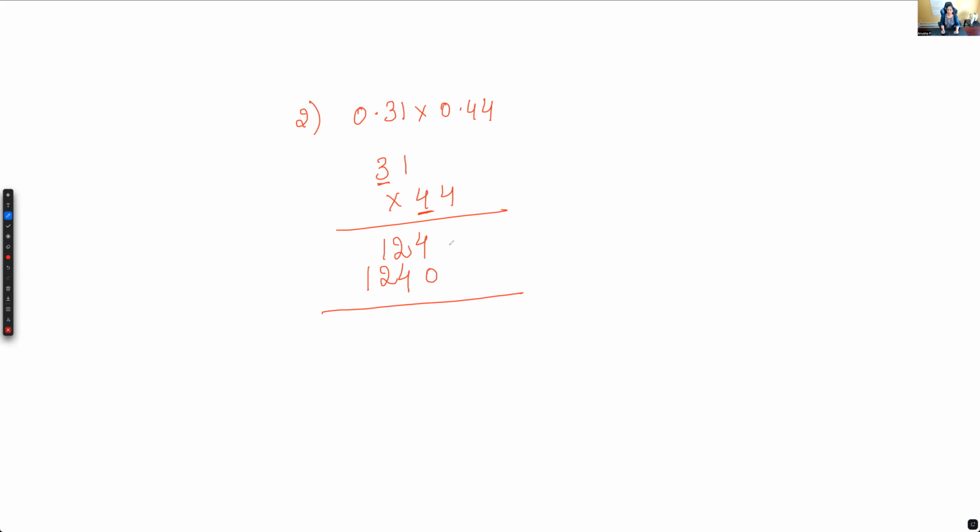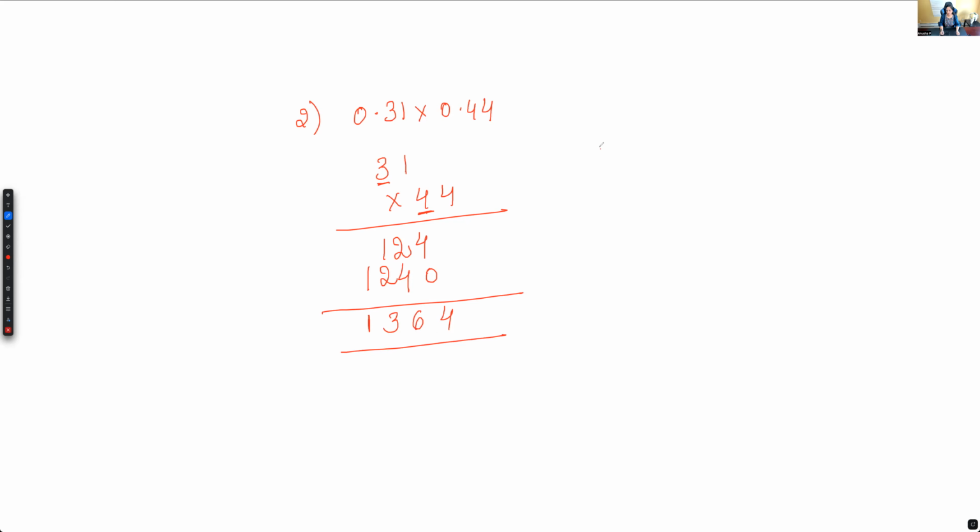Let me do a few more examples. The second example, I'm considering it as 0.31 times 0.44. So first, I'm taking just the whole numbers, which is 31 and 44. So now 4 times 1 is 4, 4 times 3 is 12. Again, you're multiplying by the tens place, so in the ones place I'm keeping 0. 4 times 1 is 4, and 4 times 3 is 12. After doing the multiplication with the two numbers, you're adding them. 4 plus 0 is 4, 2 plus 4 is 6, 2 plus 1 is 3, and then 1.